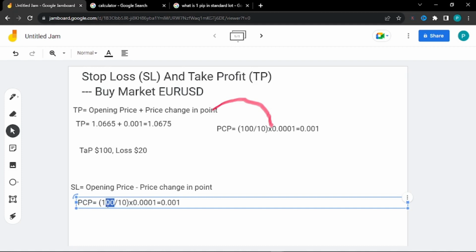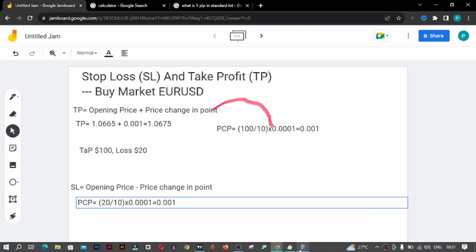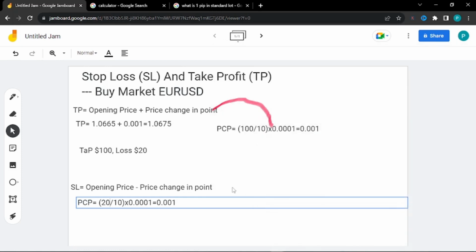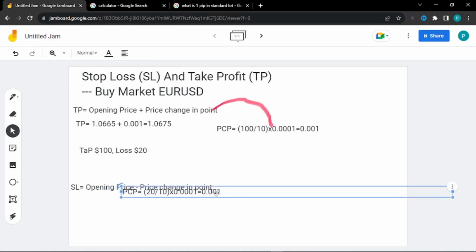So over here now you put the $20 instead of the $100 you wanted to make in profit. So here put $20 times this. So what will this give you? Using our calculator again, let's get it clear. 20 divided by 10 multiplied by 0.0001. So this will be 0.002. So I'm just going to copy it. So here is your price change in points.